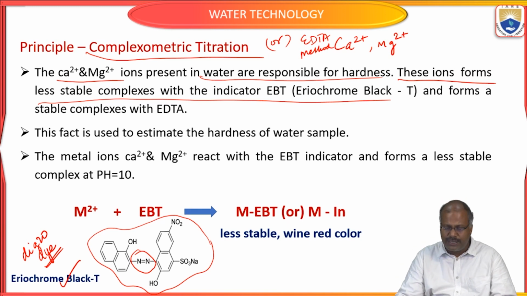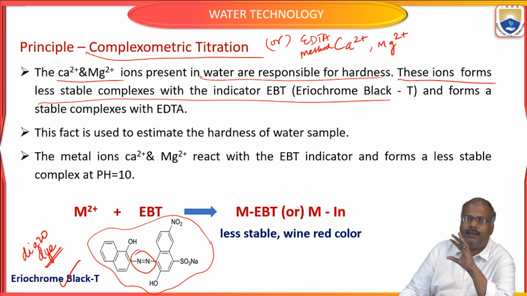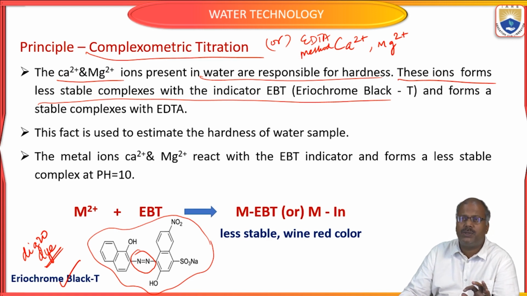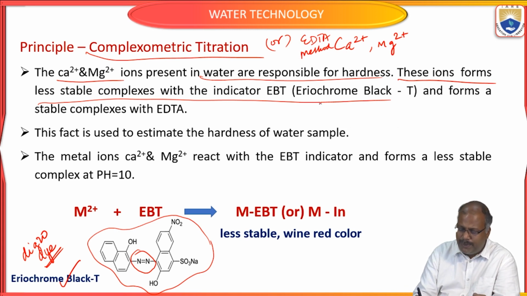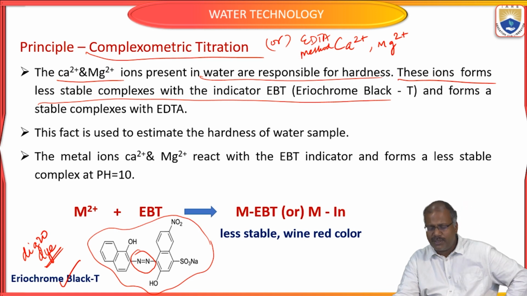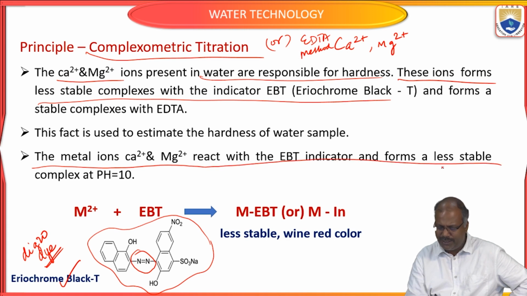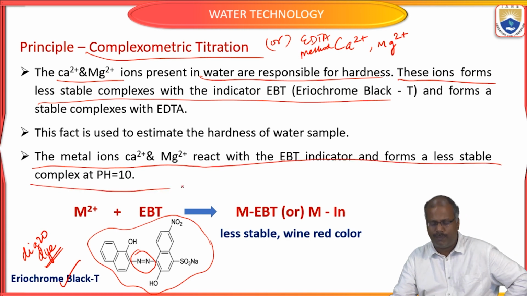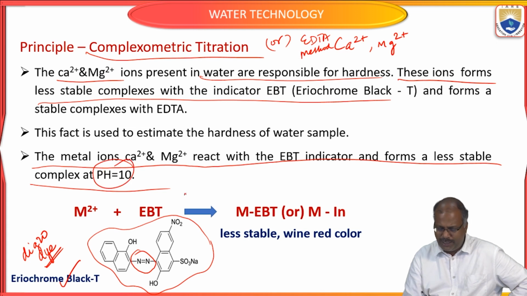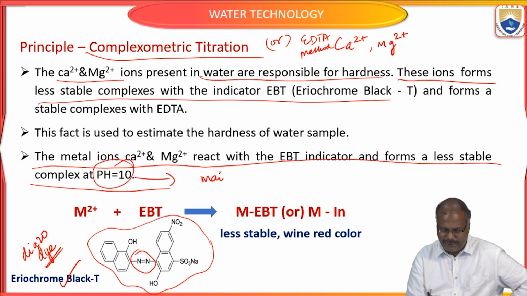Why do we use an indicator? Because it gives a particular color at the end point so that the end point can be determined with perfection. So the EBT, Eriochrome Black T indicator, is used in this complexometric titration, and when you add Eriochrome Black T at pH 10, the metals calcium and magnesium react with the EBT indicator and form a less stable complex at pH 10. pH 10 is maintained by adding a buffer.